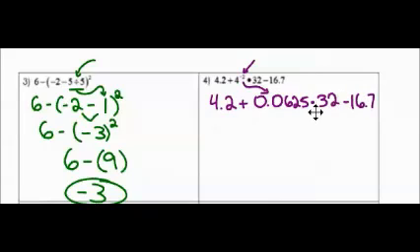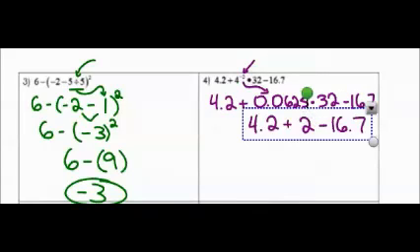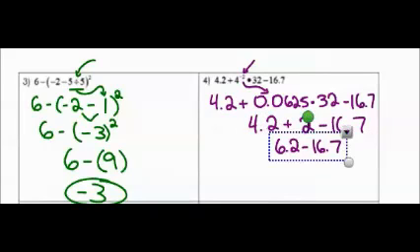We're going to do this multiplication next. That'll give us 2, and now we're just going to go straight from left to right because we have addition and subtraction. And it'll give us 6.2 at first, and then we subtract, and that's negative 10.5.